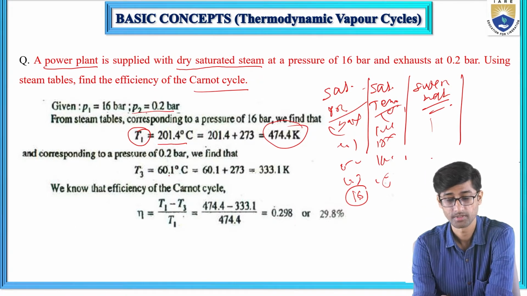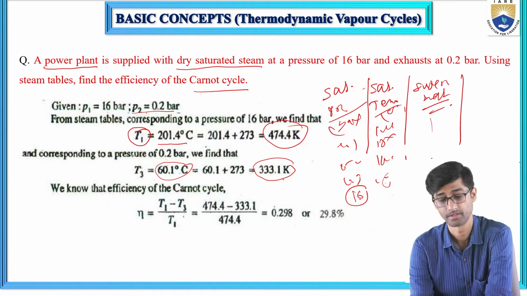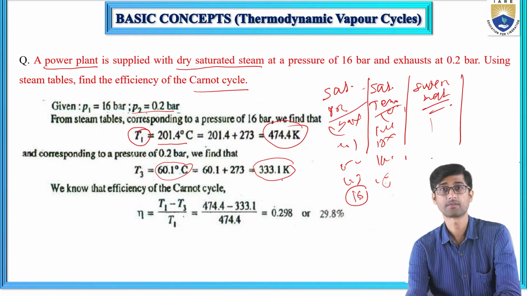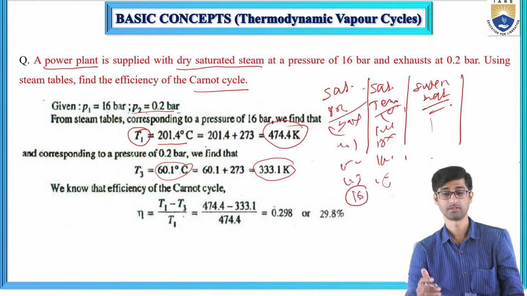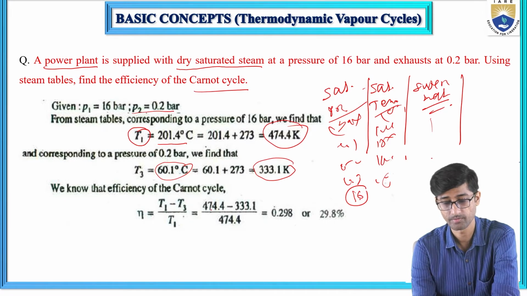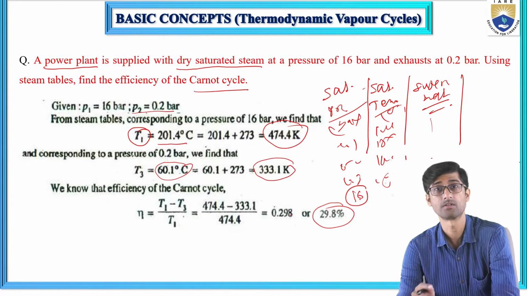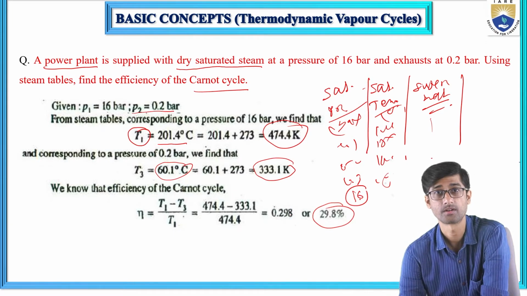So this becomes 60.1 degrees Celsius. Now if you add 273, it becomes 333.1 Kelvin. Now you can easily calculate the efficiency of the Carnot cycle, right? So efficiency is equal to (T1 minus T3) by T1. So 474 minus 333 by 474. This is equal to 0.298, nothing but 29.8%. So this is how to calculate the efficiency of the Carnot cycle.